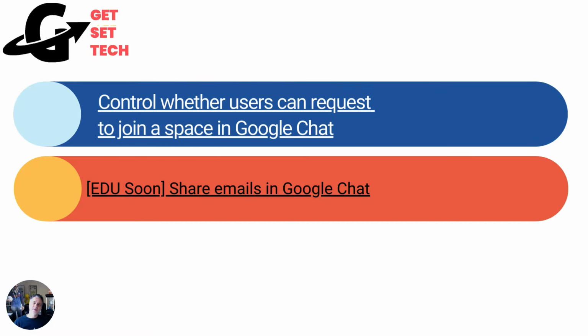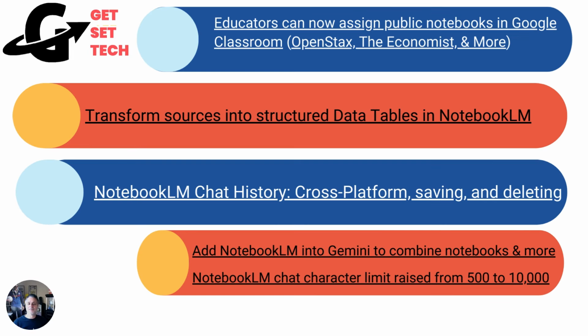Chat space managers can now set whether or not others can request to be in that space. For those of you that use Google Chat across your district, individual space owners can now prevent other people from requesting to join a space. So there's an individual setting within Google Chat for that. Also, if you're ever chatting with someone and you want to reference an email, you don't have to go open your Gmail and forward it. You can just go ahead and embed the email right into the GChat, which is a really cool feature.